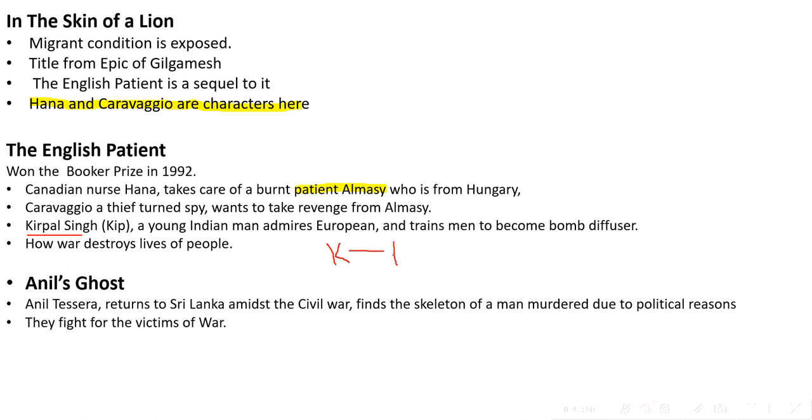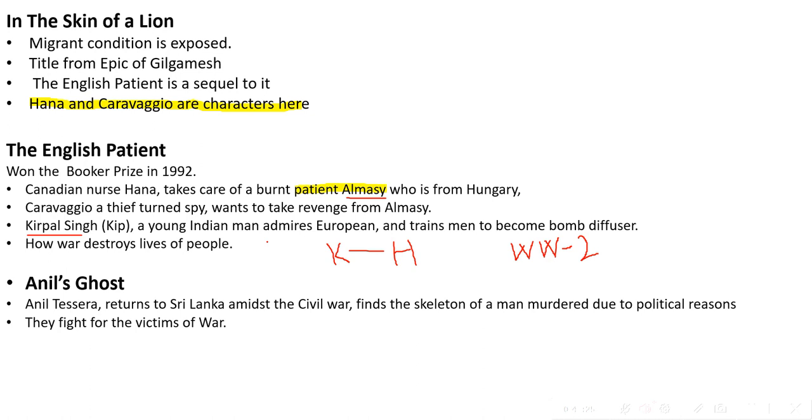During the same time, America drops the atom bomb on Hiroshima and Nagasaki. Kirpal Singh is in great turmoil due to that, and he starts hating everyone. He thinks of Almasi as a disguised person and wants to kill him. He wants to shoot Almasi. But Hannah stops him, and due to this, in anger, Kirpal Singh goes back to India.